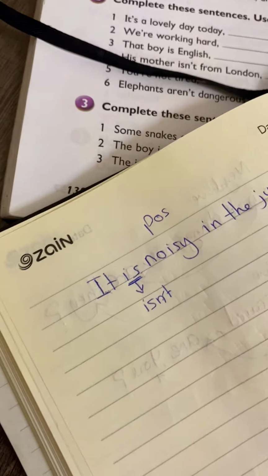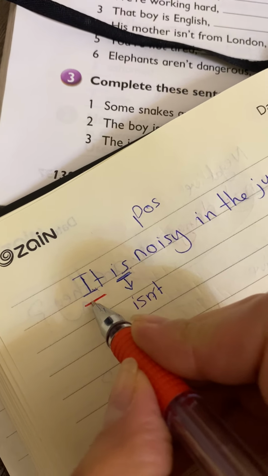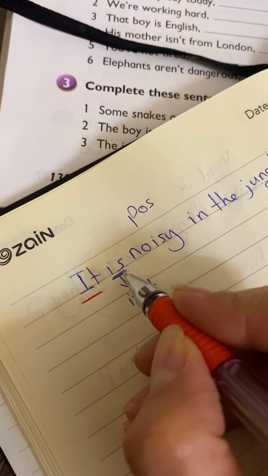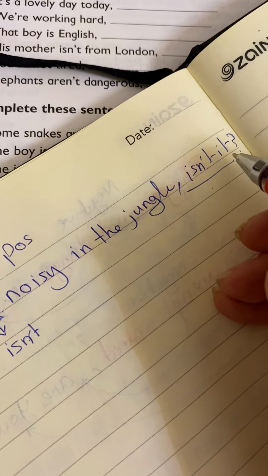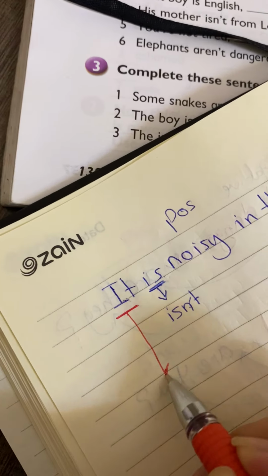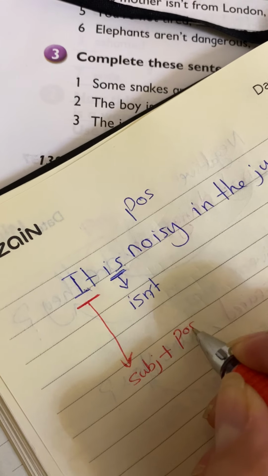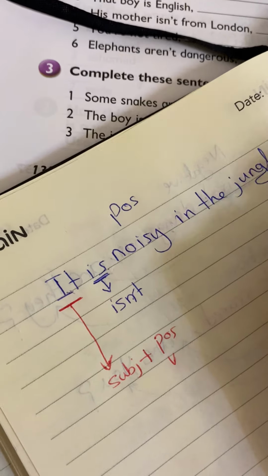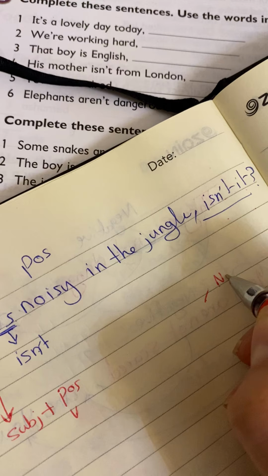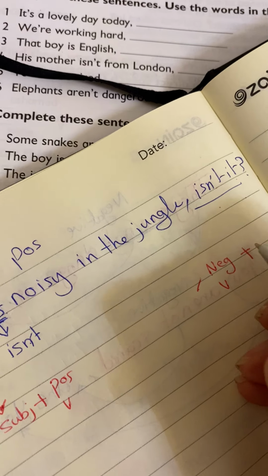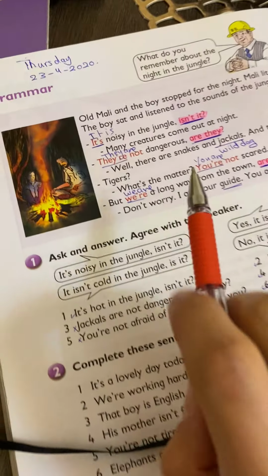So here the subject becomes first at the beginning of the sentence, then we have the verb. But in the question tag, we start with the verb, then we have the subject. So here we have the subject plus the positive verb. Okay? The question tag will be the negative verb plus the subject.